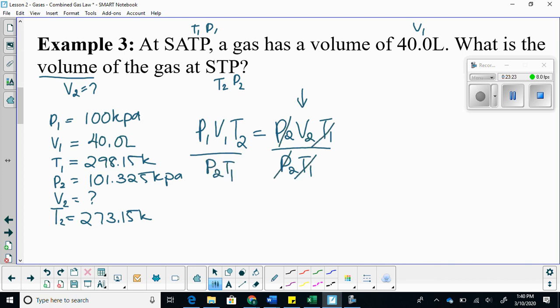This cancels out, this cancels out. We have now isolated for V2. V2 is equal to P1 V1 T2 over P2 T1. Let's plug in our values. P1 is 100 kilopascals. V1 is 40.